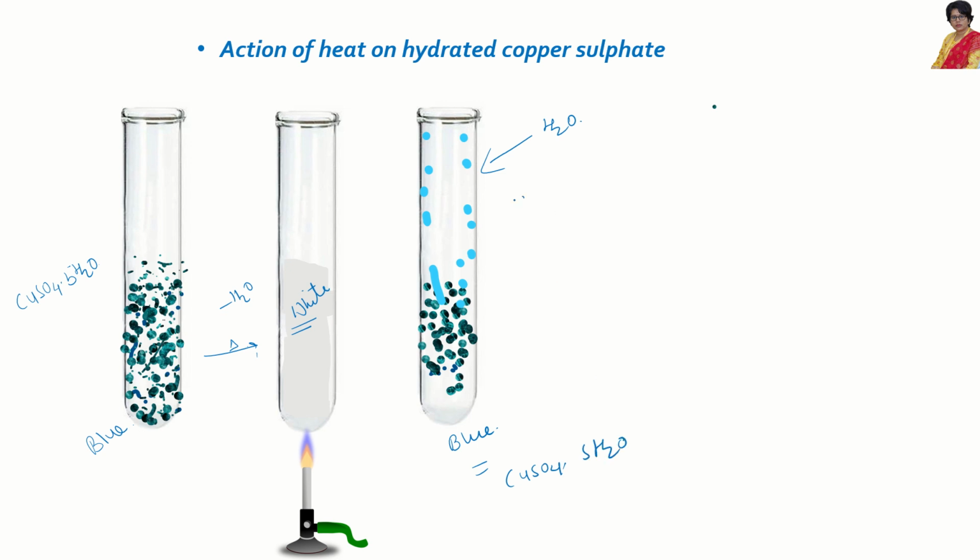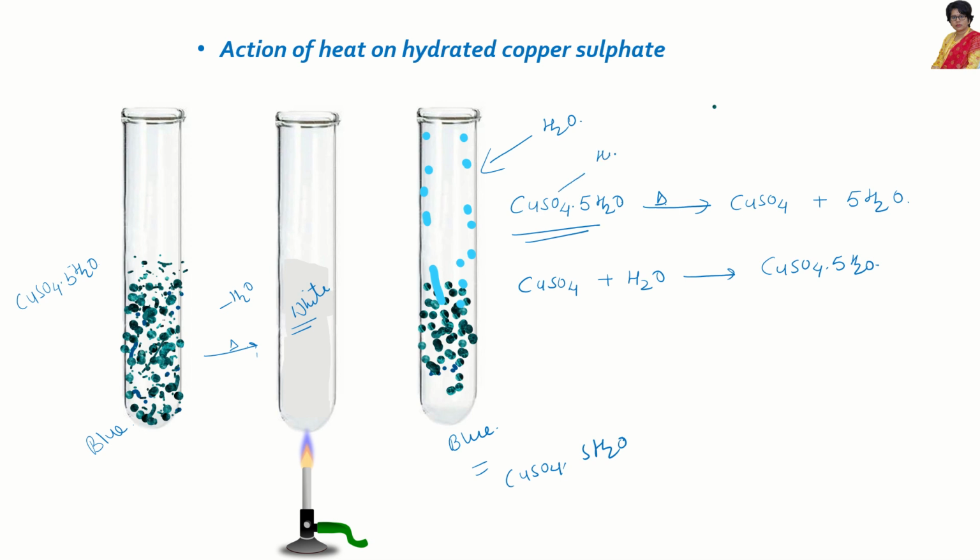So the reaction is: copper sulfate pentahydrate, on heating, will change into anhydrous copper sulfate. Then if we again add water to anhydrous copper sulfate, it will change into copper sulfate pentahydrate. So this copper sulfate pentahydrate is a hydrated salt.